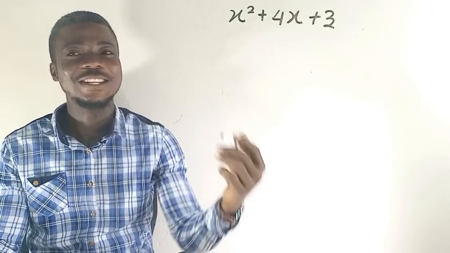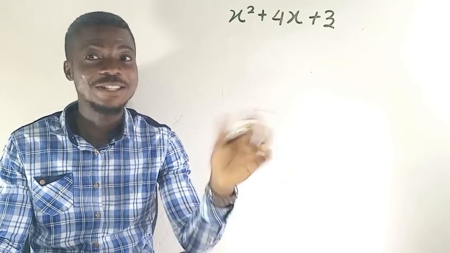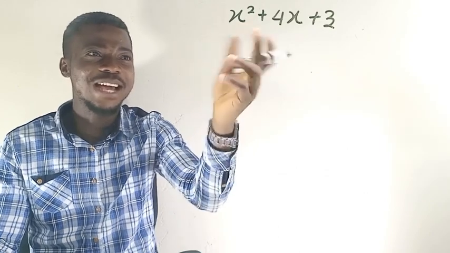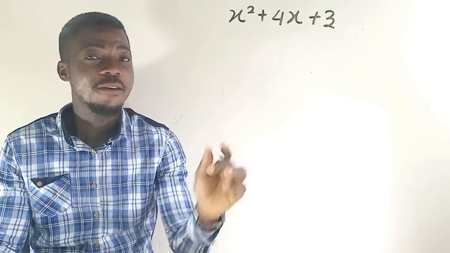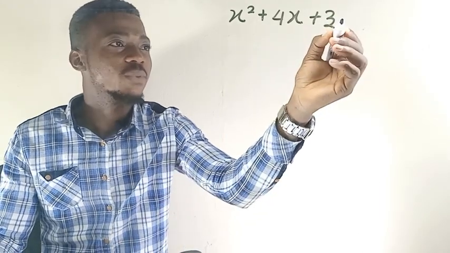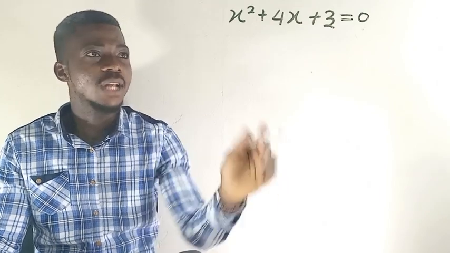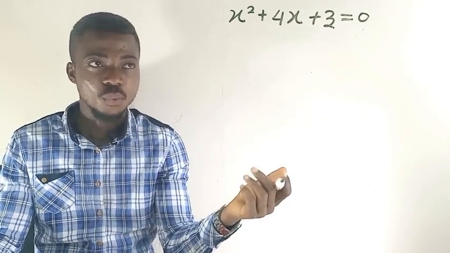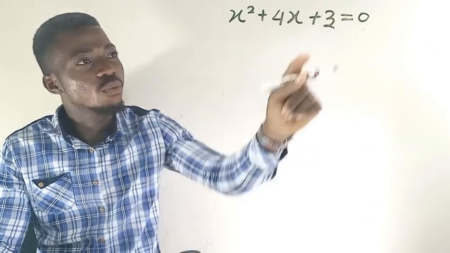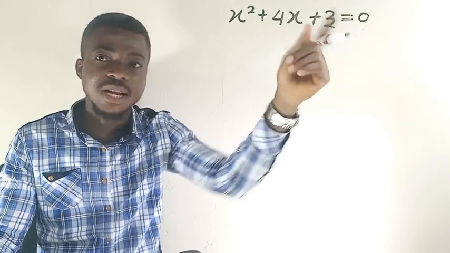If you have this question, how are you going to do it? Hey, it's not difficult at all. The coefficient of x squared is 1, so it's very simple. First thing you have to do is equate it to 0. So now it's been converted from expression to equation. Now, what next? After that, you move the third term to the other side, to replace the 0.